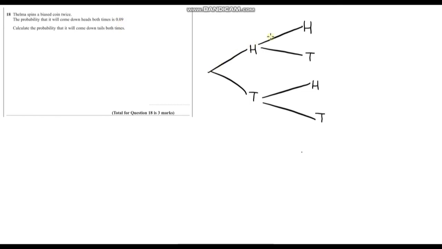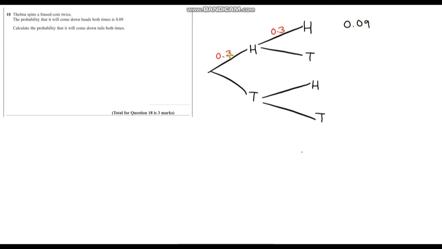The probability that it will come down heads both times is 0.09. So heads times heads is going to be 0.09. So we can work out the probability of it landing on heads once by taking the square root of 0.09, which is 0.3. Remember, these have to be the same. Although it's biased, the coin doesn't change each spin. So it's 0.3 on the first spin and 0.3 on the second spin, and 0.3 times 0.3 is 0.09.